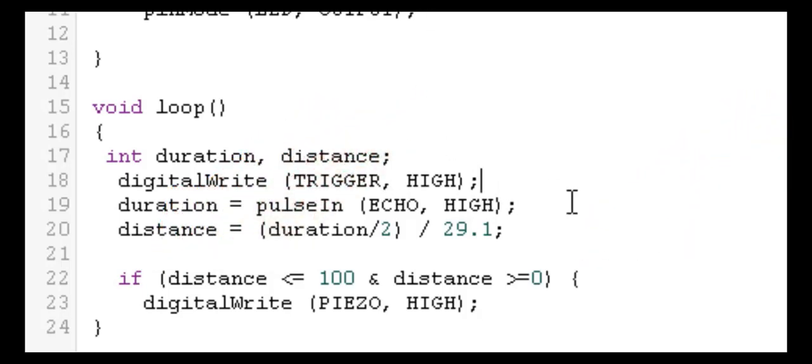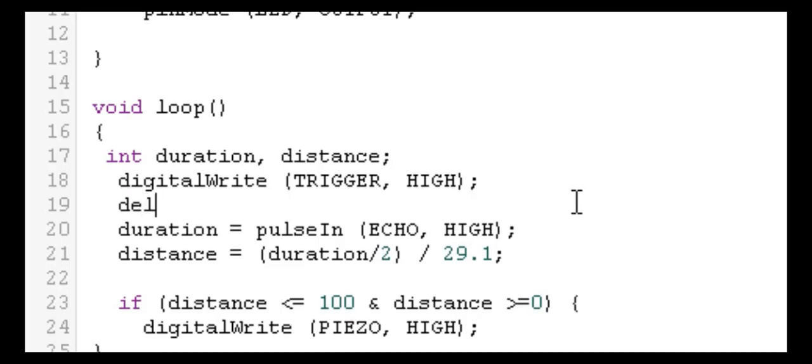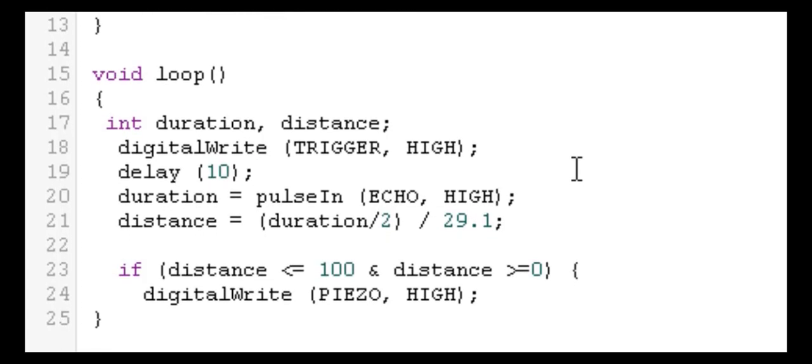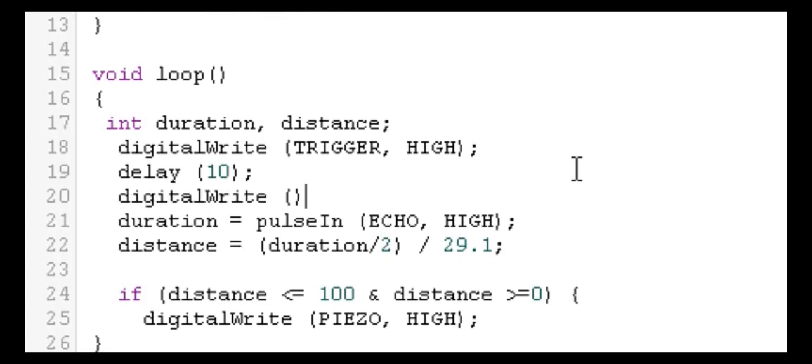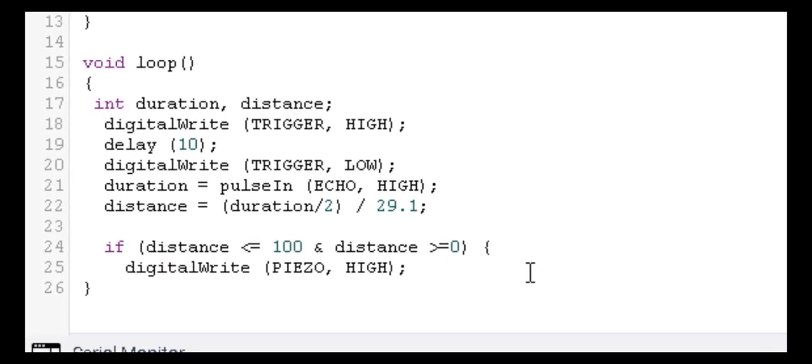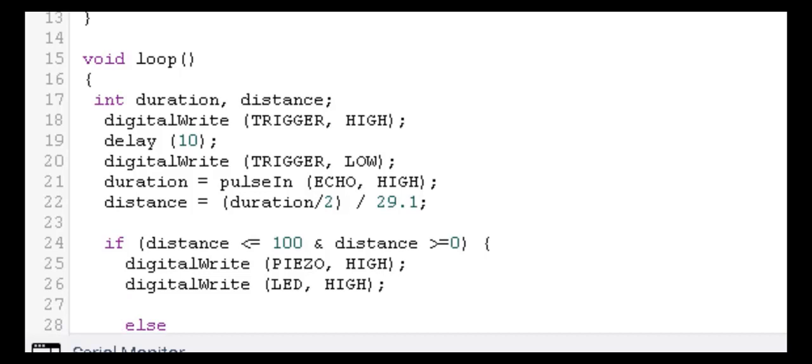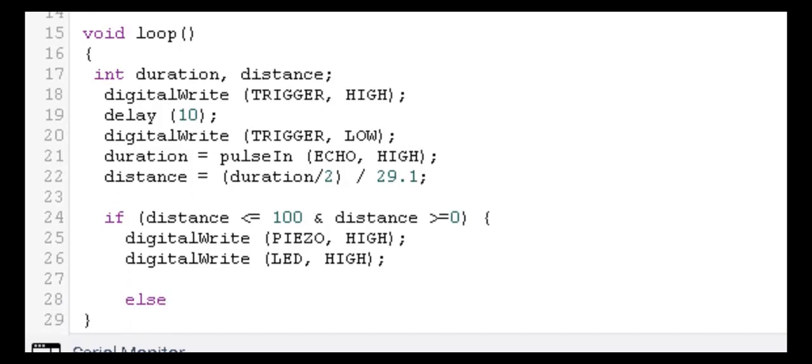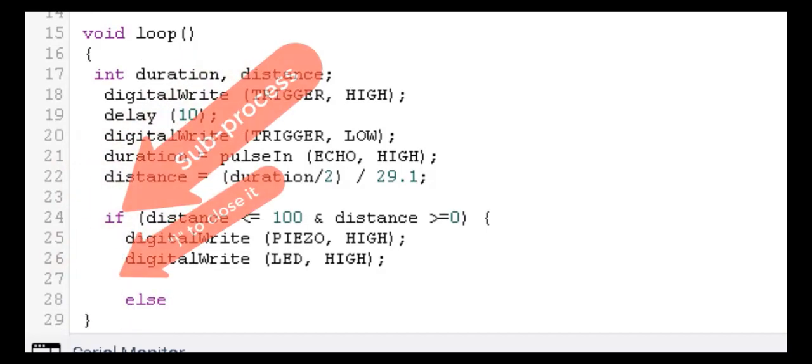Of course, I forgot that in here the trigger is high. So I am going to write a delay, just 10 milliseconds or less can be fine, and digital write trigger low, because it would be annoying to listen to the sound all the time when we want to hear it only when it detects something closer than 100 centimeters. And a digital write for the LED, because it's going to turn on when something is close.